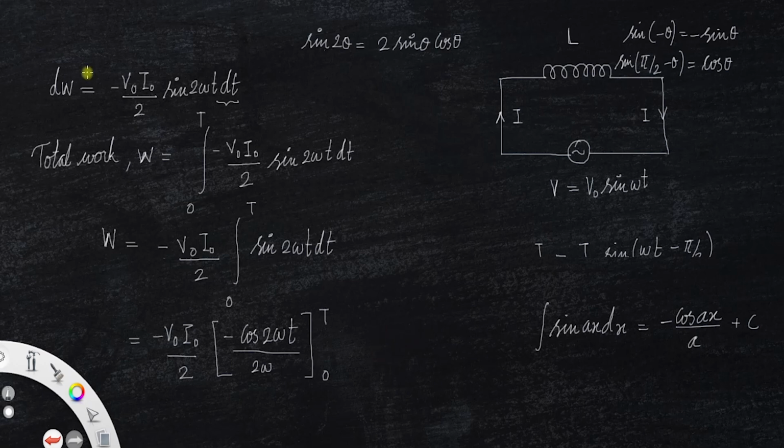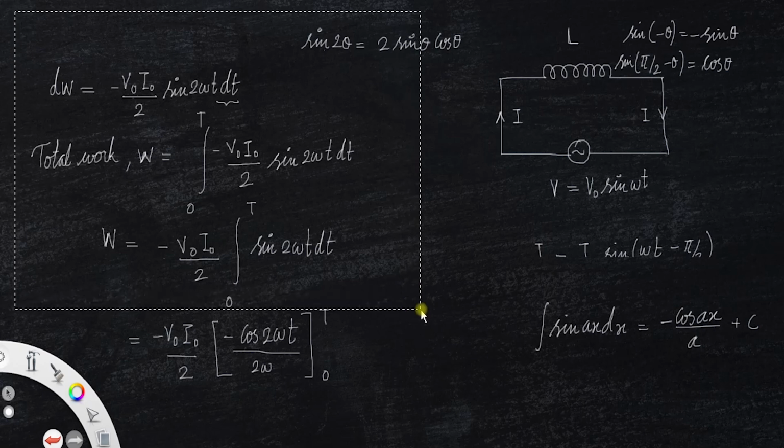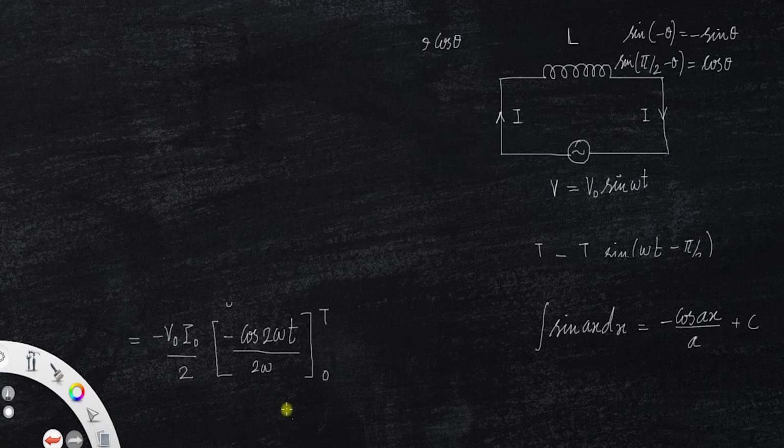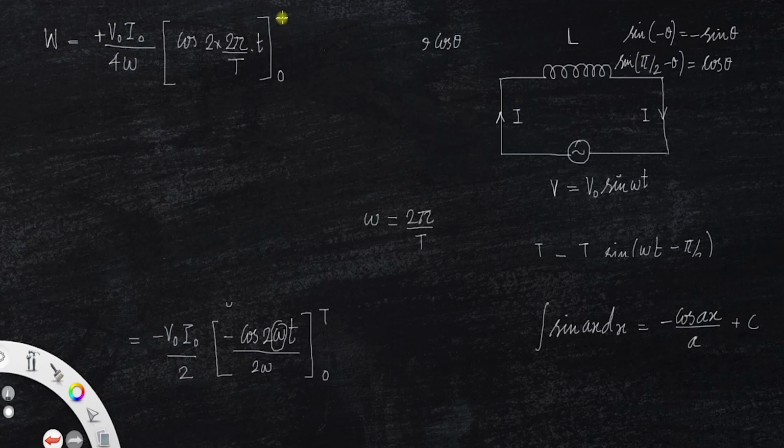Again, you can take the constant value out of the integral sign. That is, this 2 omega is constant. So the total work W is equal to minus V0 I0 divided by 2, and 2 times 2 omega makes 4 omega. This minus, you can take outside and it will become plus. Now I have to replace omega. We have omega equal to 2 pi divided by T, where T is the time period. So cos of 2 into 2 pi by T into T, with limits 0 to T. So W is equal to V0 I0 by 4 omega cos 4 pi by T into T.